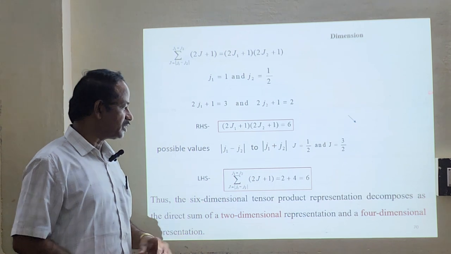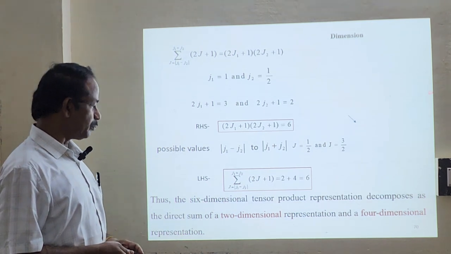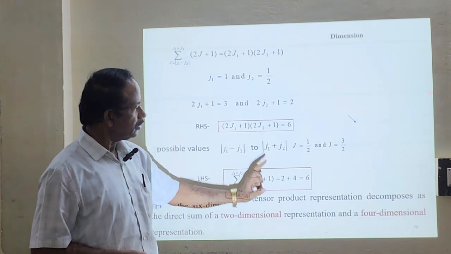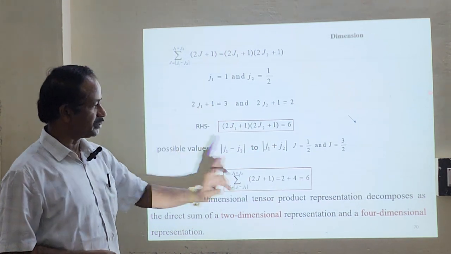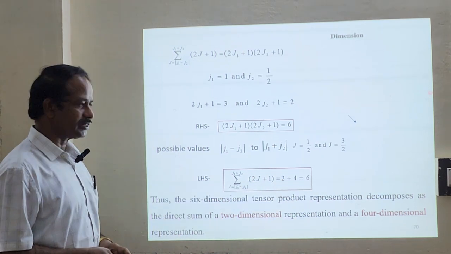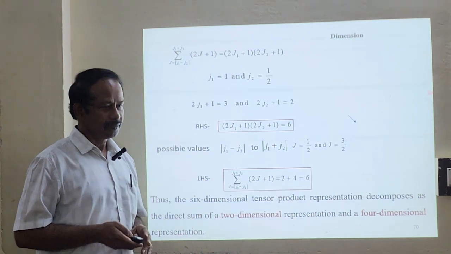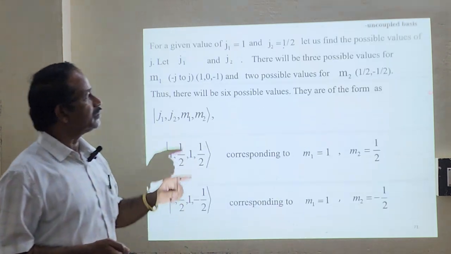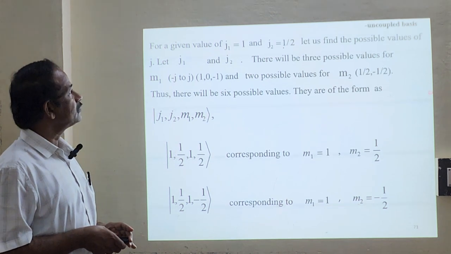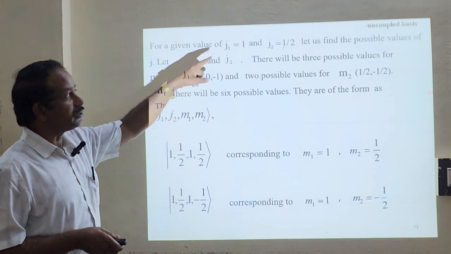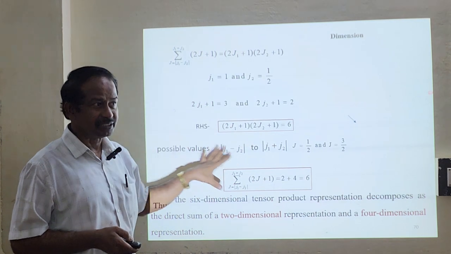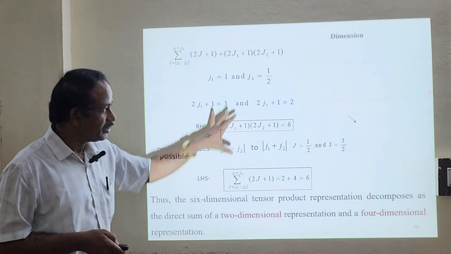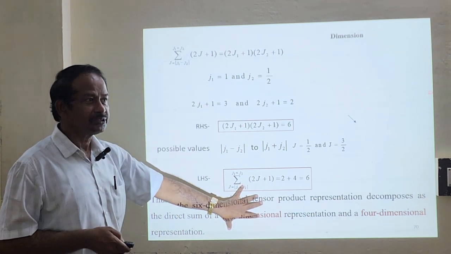So thus, the 6 dimensional tensor product representation decomposes as the direct sum of the 2 dimensional representation and the 4 dimensional representation. Is it okay? Now, we just looked at the dimension. Now, we will go for the uncoupled basis. Earlier we were talking about only dimension. Dimensions are the same. Here we have 6 dimensions. Here also we have 6 dimensions.